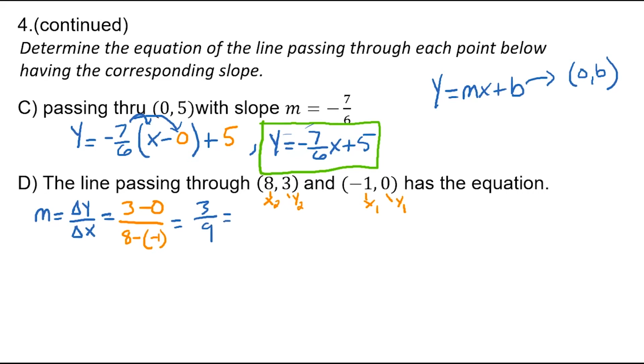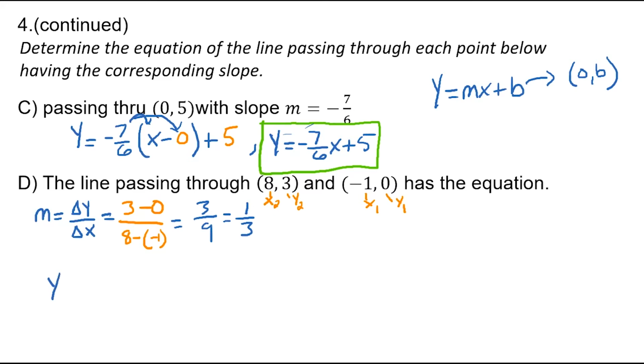And then your slope, you always want to reduce it. And so that gives us our slope. So we have a slope to work with now. So now that we have a slope, we can use either one of these 2 points to work with, and we will use the second one, negative 1 comma 0.